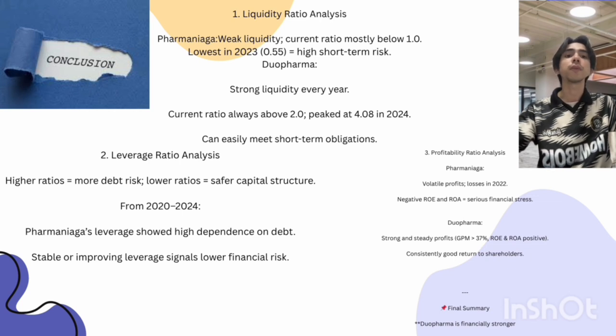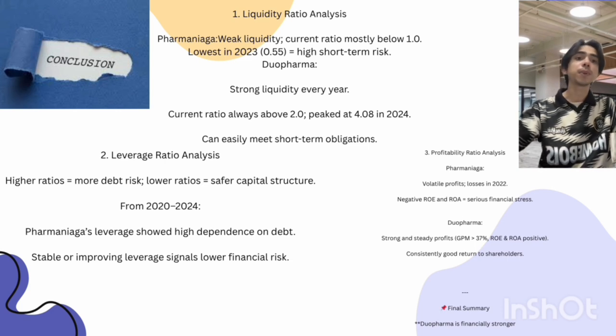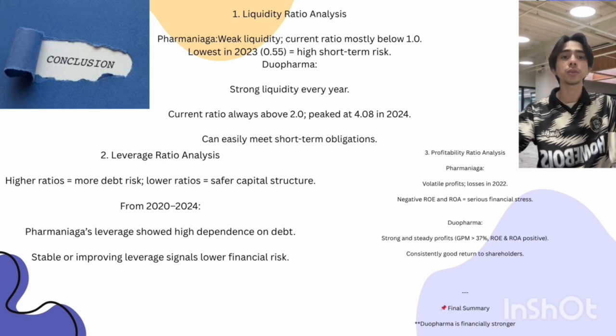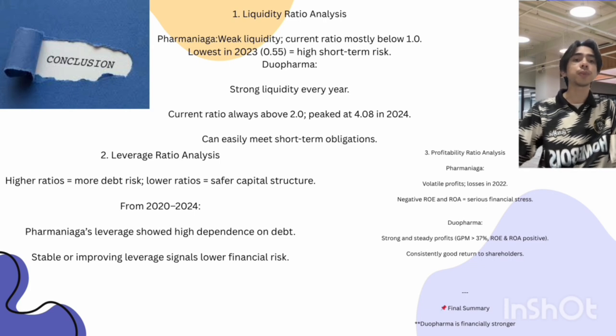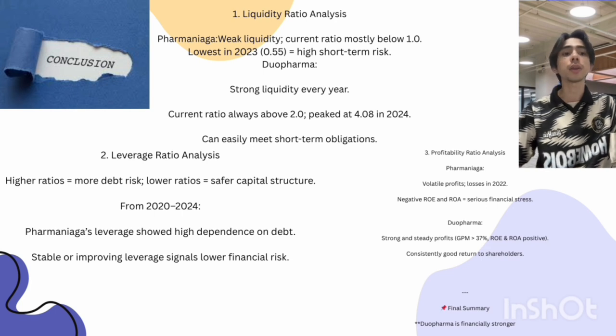The second one, leverage ratio analysis. Leverage ratios assess a company's reliance on debt. Two key ratios, the debt ratio and debt to equity ratio, provide insight into capital structure and risk. An increasing debt ratio suggests growing reliance on liabilities, elevating financial risk. A declining trend indicates a more conservative approach. Similarly, a rising debt to equity ratio implies aggressive borrowing, while a decline reflects stronger equity backing.